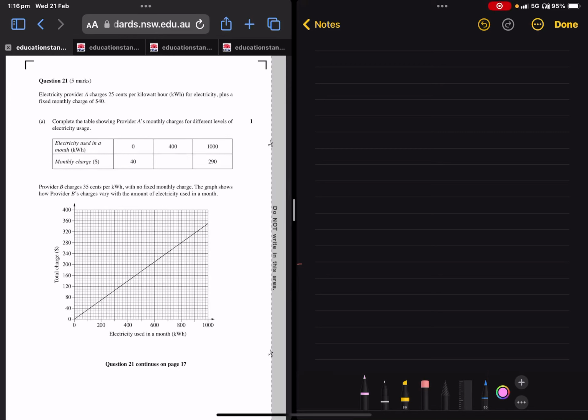Okay, so we're going to take a look at another question from the 2023 HSC Standard 2 Maths paper. This is question 21. We're told electricity provider A charges 25 cents per kilowatt hour for electricity plus a fixed monthly charge of $40. Complete the table showing provider A's monthly charges for different levels of electricity.